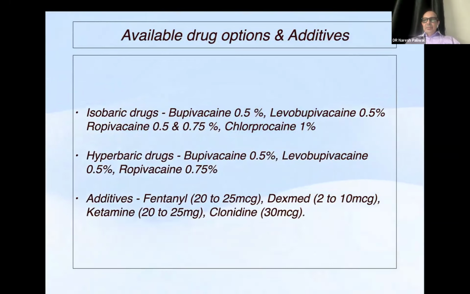Additives: there are n number of additives, opioids, then alpha-2 agonists and all. But for a better profile of this segmental spinal, what we use is fentanyl for short to mid-duration surgeries, around 20-25 micrograms. Dexmed is a very good additive. It is an all-in-one drug actually. It has a propensity to prolong the duration in a dose-dependent manner, and the side effects are also dose-dependent. Ketamine, though potentiating sensory block, is known to shorten the motor block time, and clonidine can be used when Dexmed is not available.